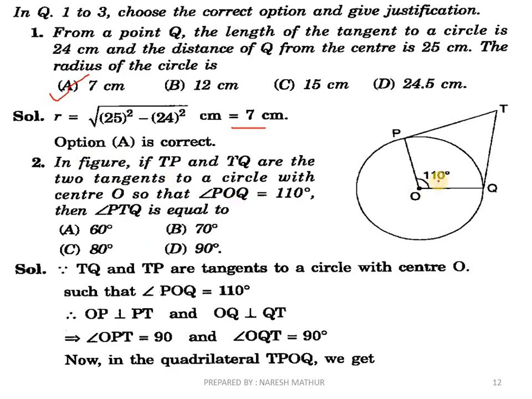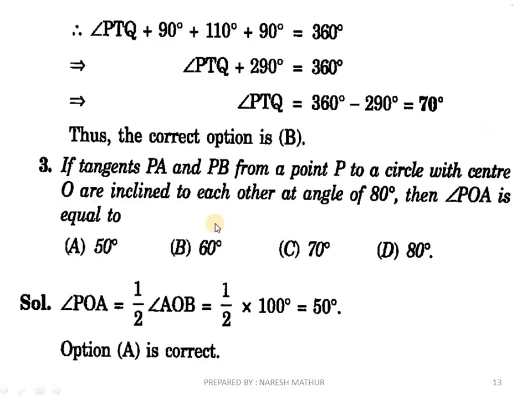In this figure, this angle is 110. We need to find this angle. Now see here, this is the 90 degree angle, this one is also 90, plus 110, and this angle should be 70, so that they can make a pair of 180. So B is the right answer.